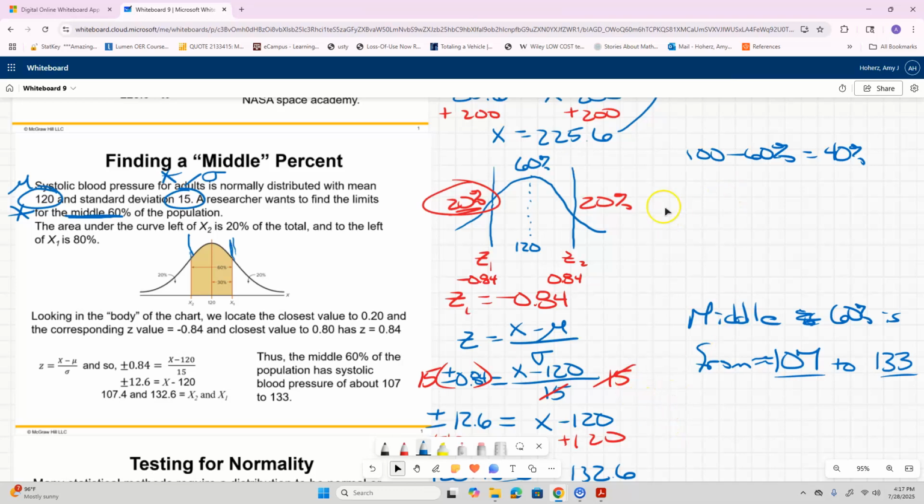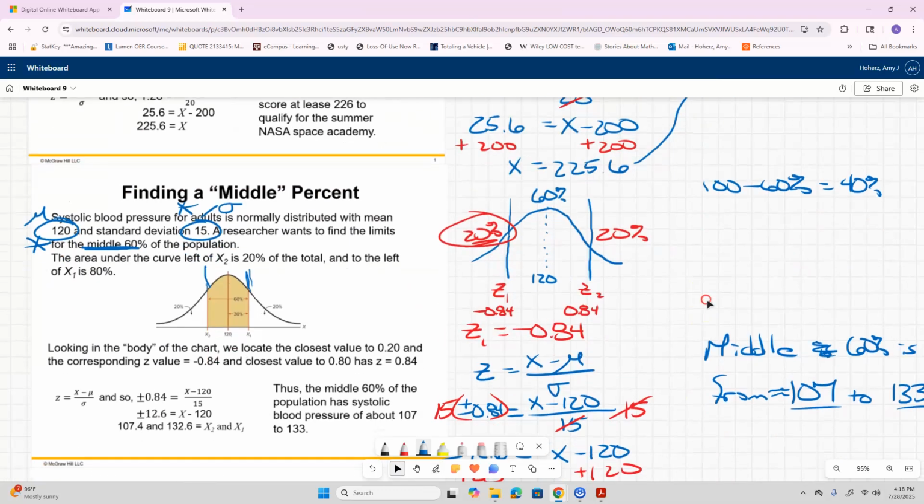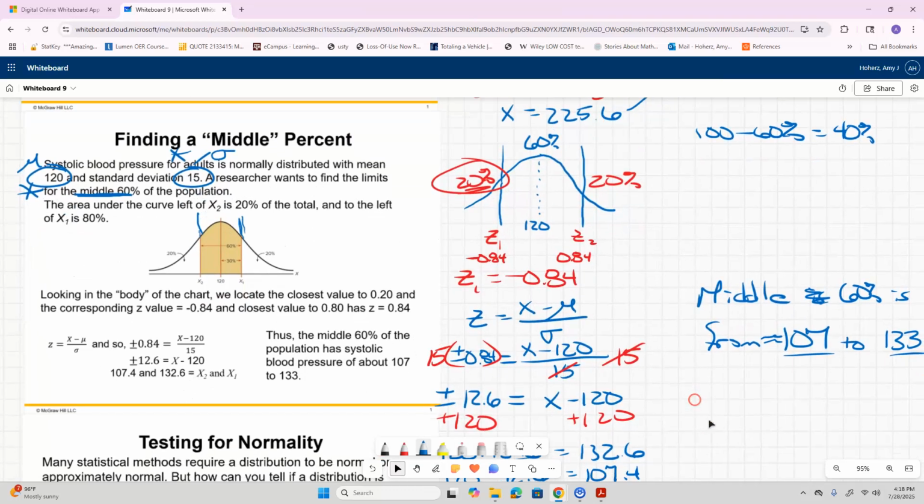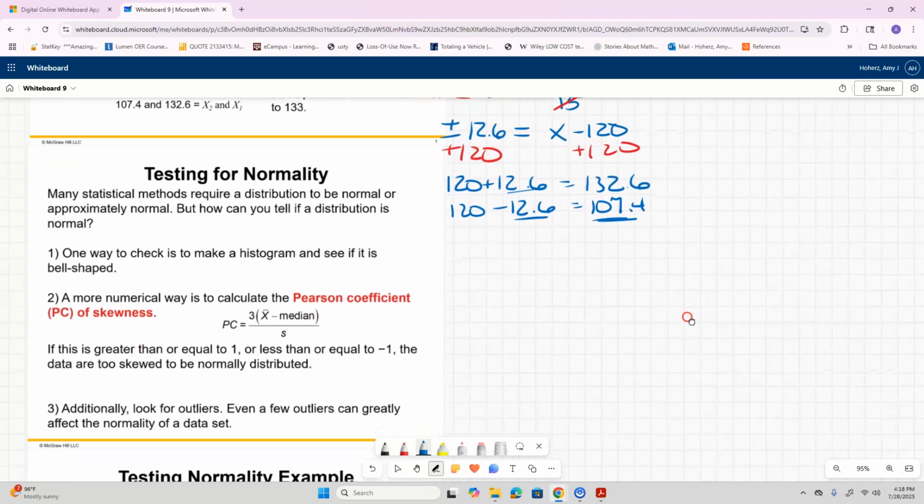The other two, where they give us the percentage first, and then we have to go find the Z, the NASA example and the systolic blood pressure example, those are going to be on your homework for certain, but there won't be any on the exam.